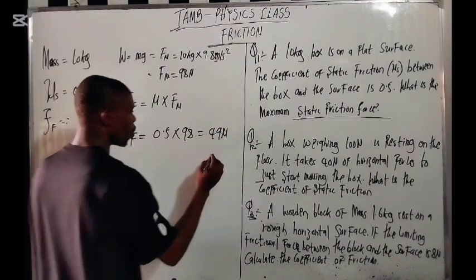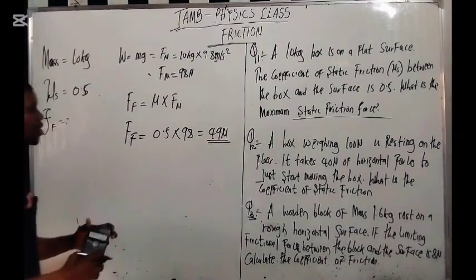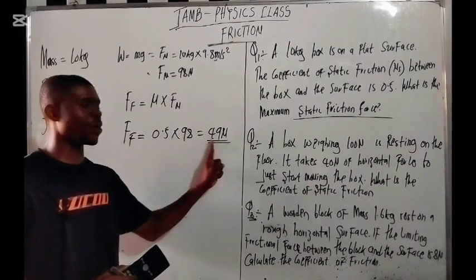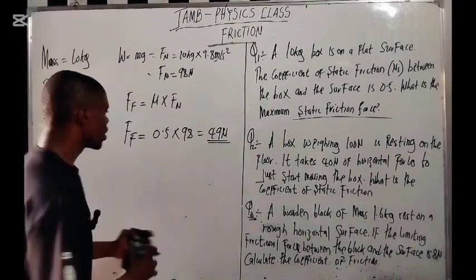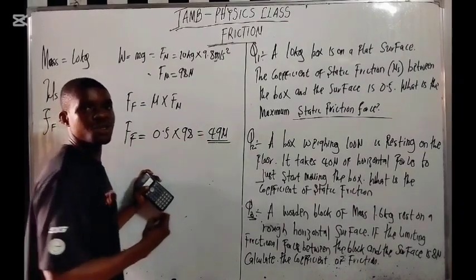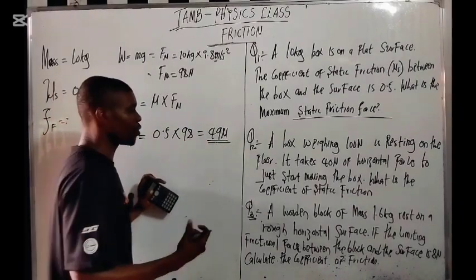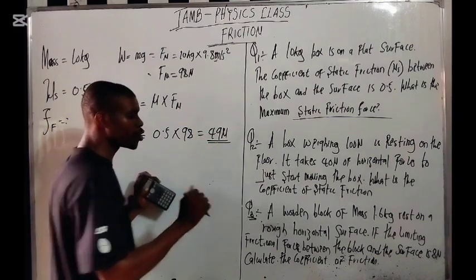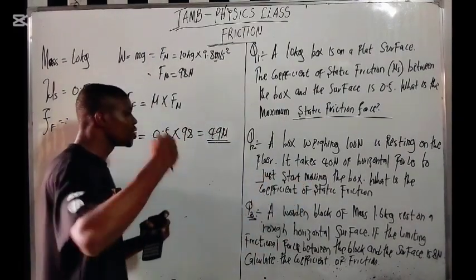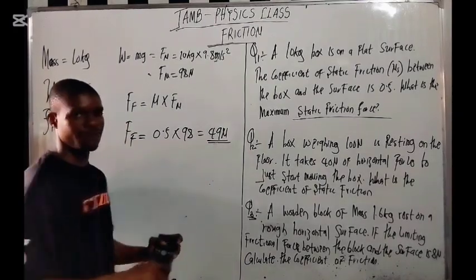49 Newton. What does it mean here? It means that for the bus to move, you have to apply a force greater than 49. So this is the frictional force, the opposing force. For the bus to move, you need to apply a force that is greater than 49. So for you to push the bus, you need a force that is higher than this frictional force.